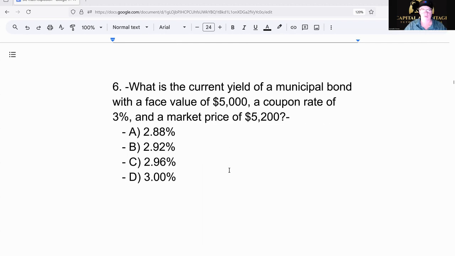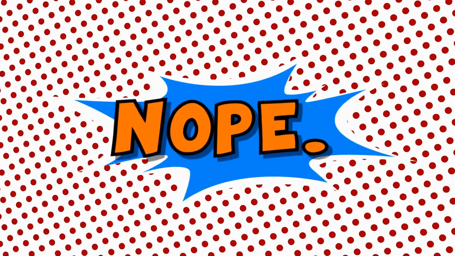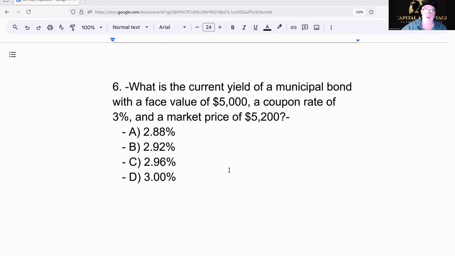What is the current yield of a muni bond? Face value of 5,000, a coupon rate of 3%, and a market price of 5,200. Again, 3 divided by 5,200 is 5.76, which is none of those answers. We've got to figure this out.